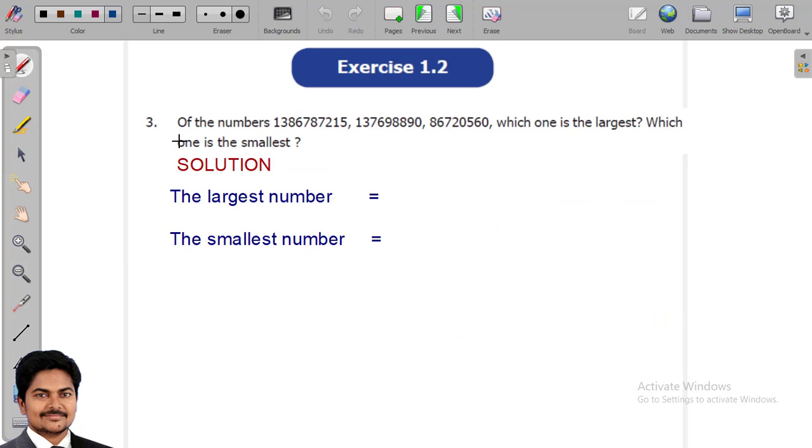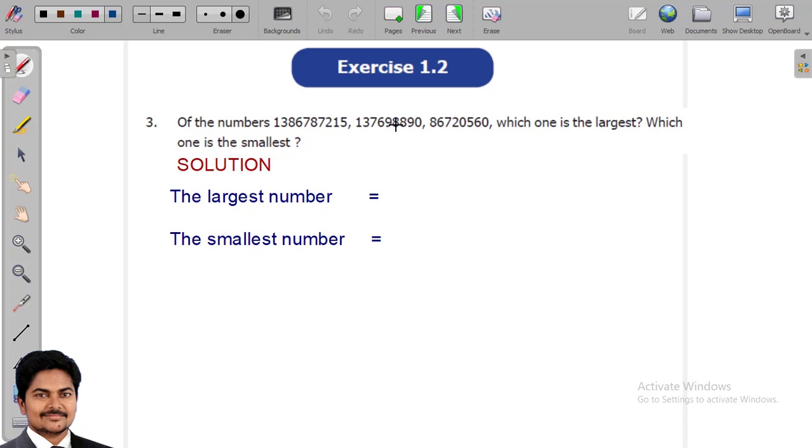Question number 3. Of the numbers 138 crore 67 lakh 87,215, 13 crore 76 lakhs 98,890, 8 crore 67 lakh 20,560. Which one is the largest? Which one is the smallest?